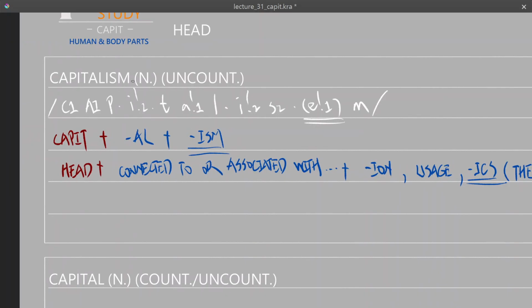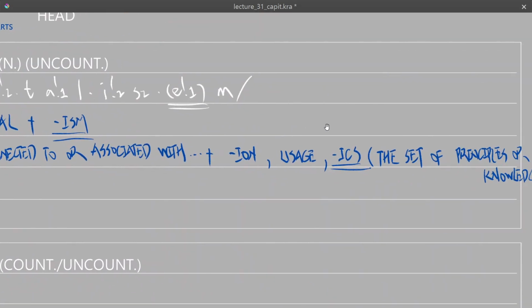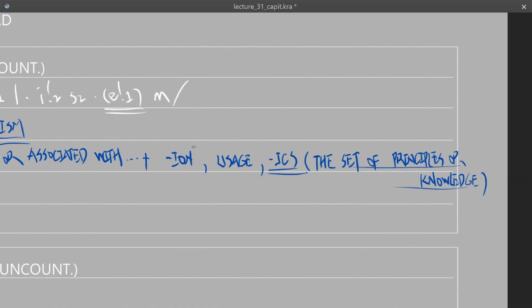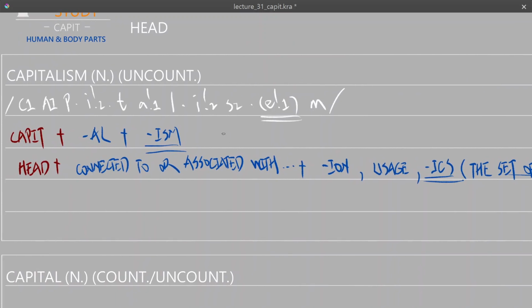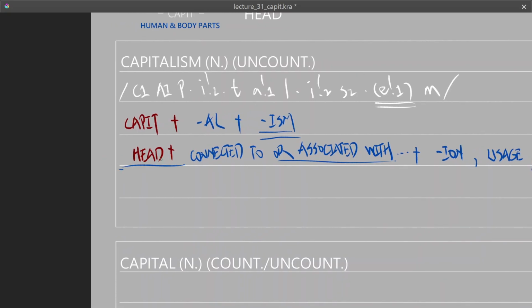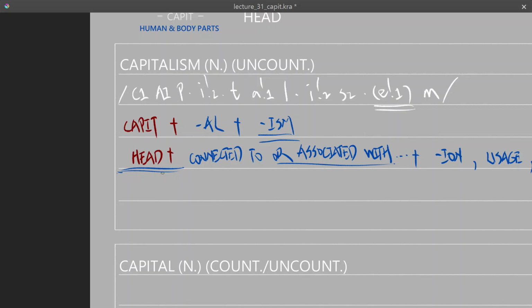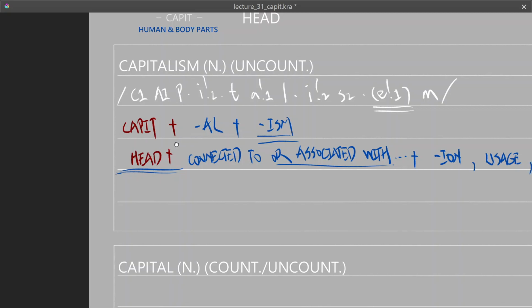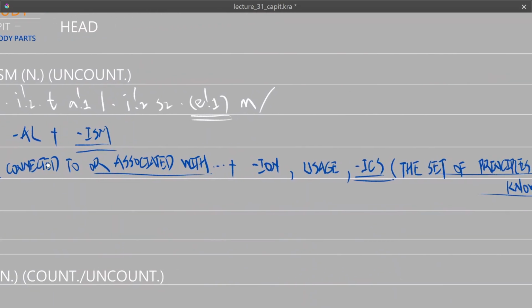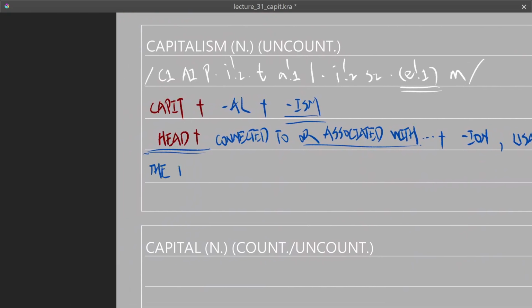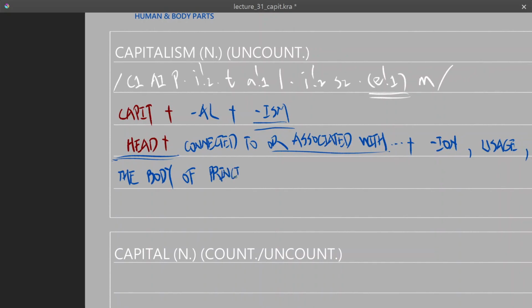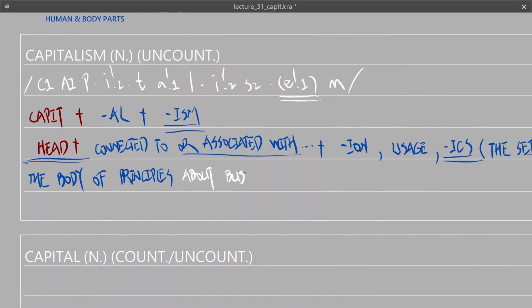Alright, so capitalism. Capitalism literally means what? It literally means the set or body of principles or knowledge about something associated with the head or a head. In this case, a head means an individual person or individual entity. Alright, so capitalism, right now, the set of the body of principles about something. About what? About business, or property.